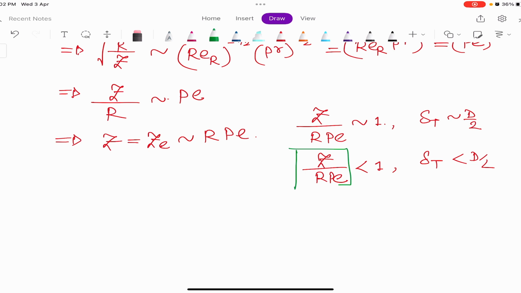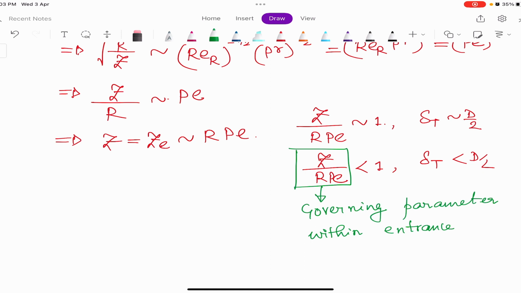So this is the governing parameter within entrance length, right? Okay.